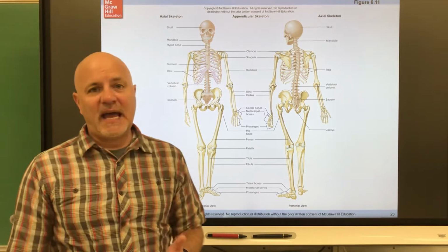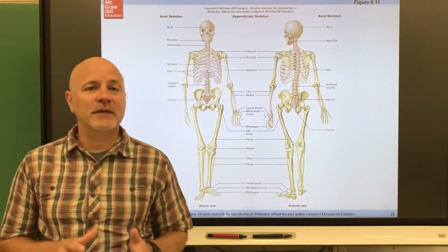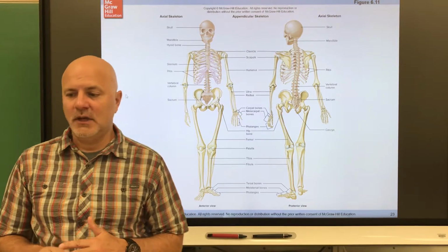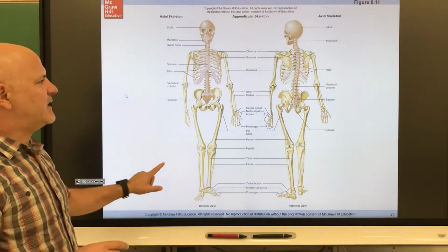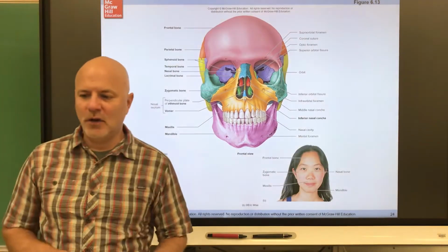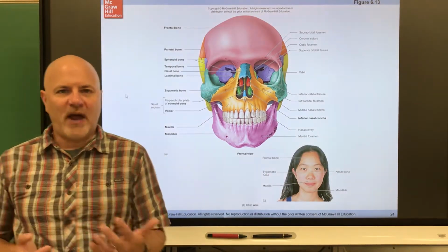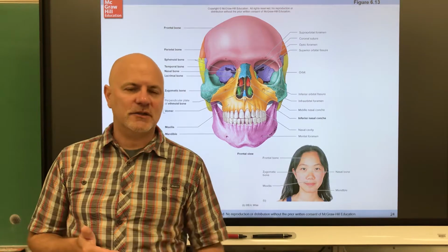All right, so let's look at the last part of this chapter, which deals with joints, also known as articulations. So these are functional junctions between bones. So let's look at the classification of joints. We have three main joints: fibrous joints, cartilaginous joints, and then synovial joints.